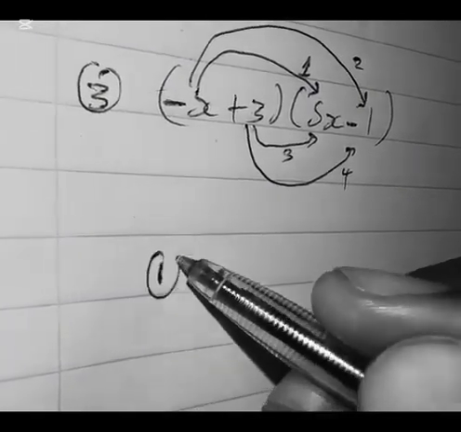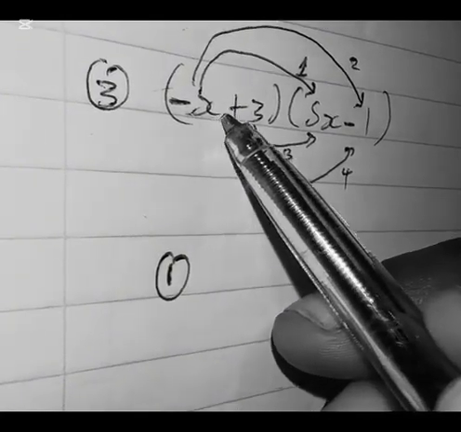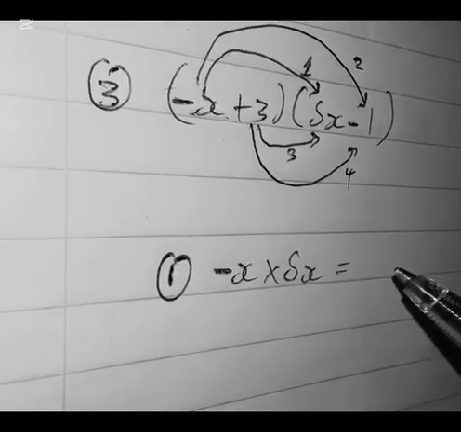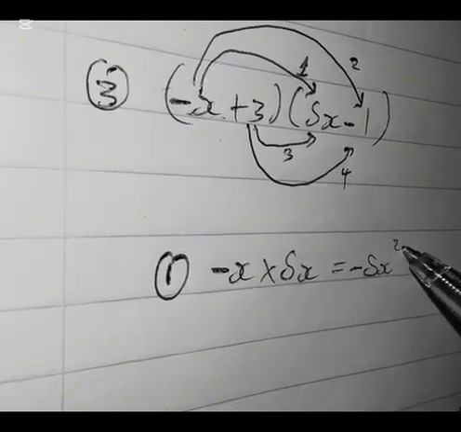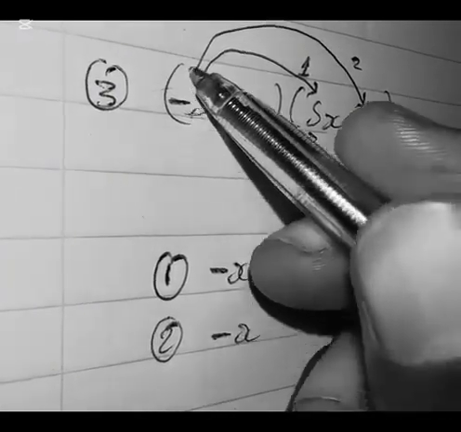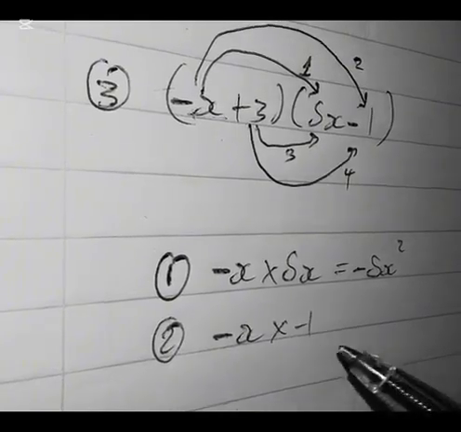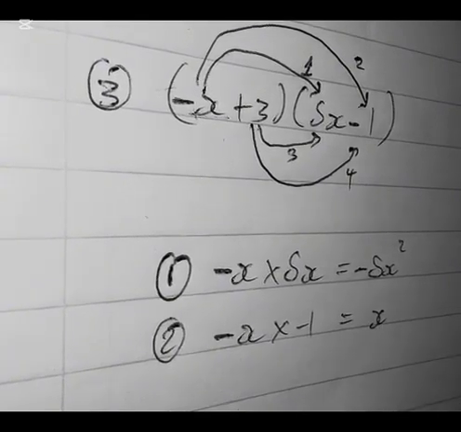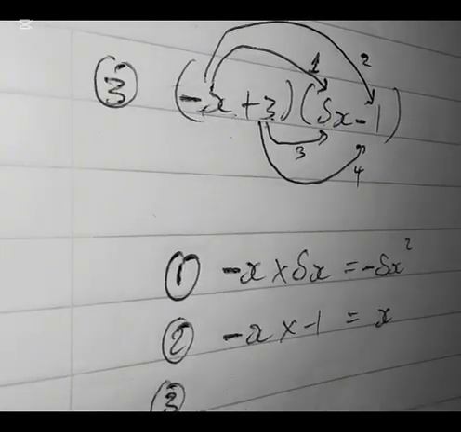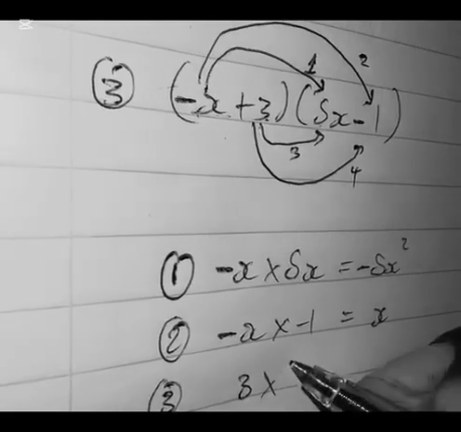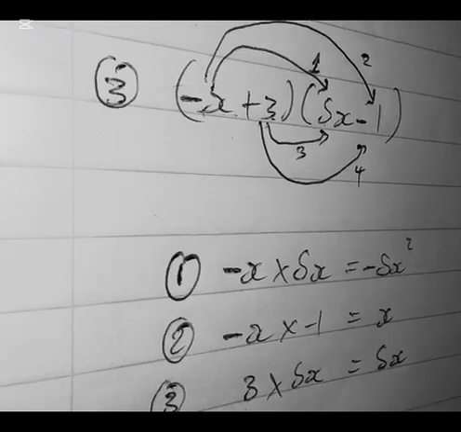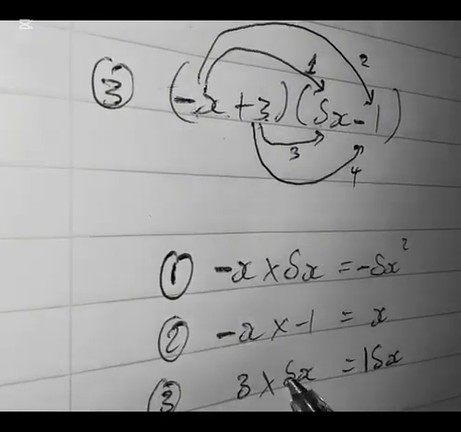Then for the first root, negative x multiplied by what? Negative x multiplied by 5x. Then we find negative 5x squared. Then the second root, negative x multiplied by what? Multiplied by negative 1. Then we get x. Then the third root, 3 multiplied by 5x. We will find 15x, because 3 multiplied by 5 is 15.